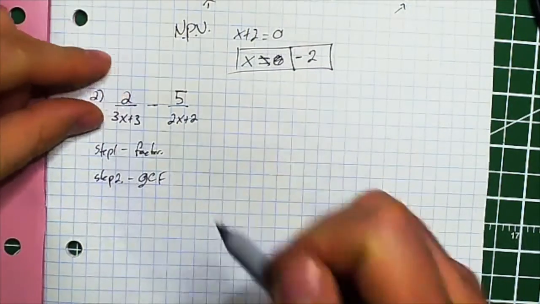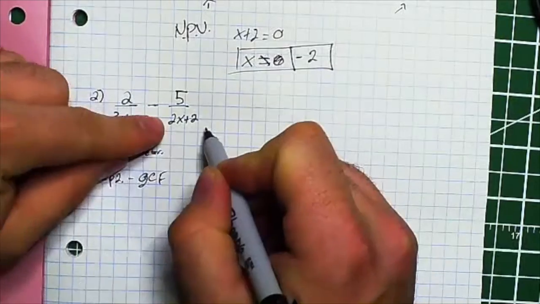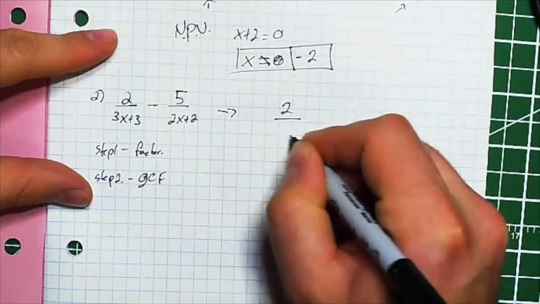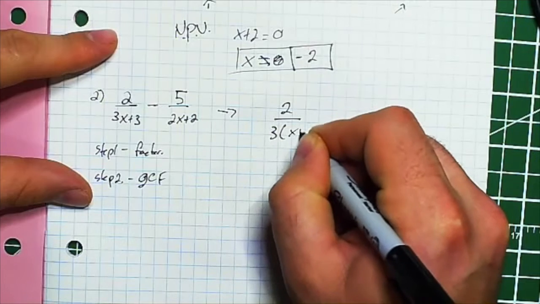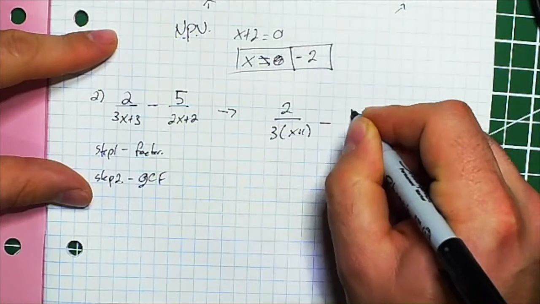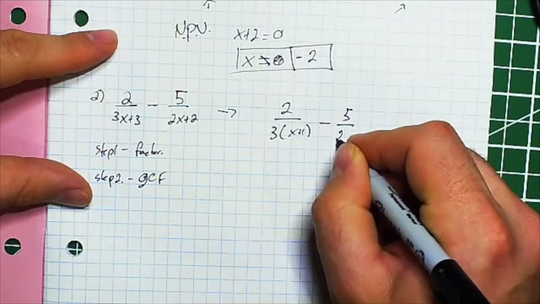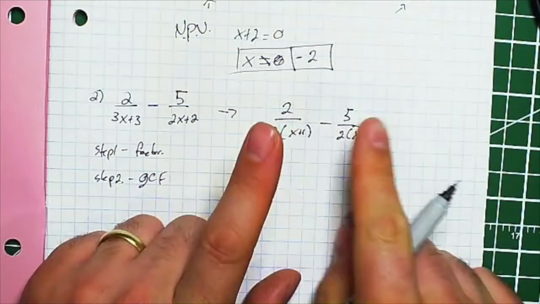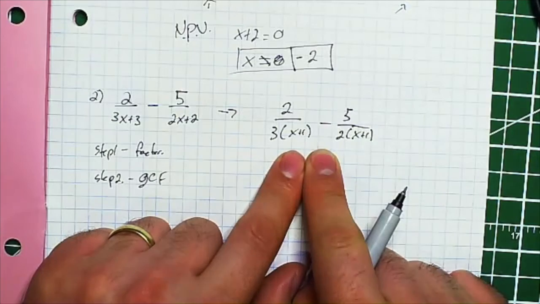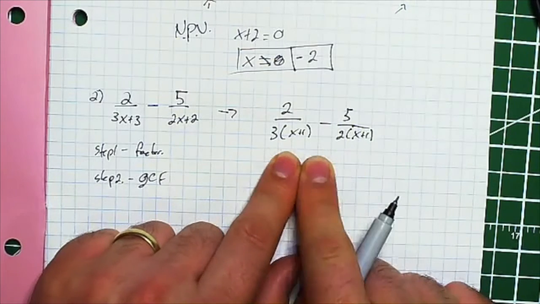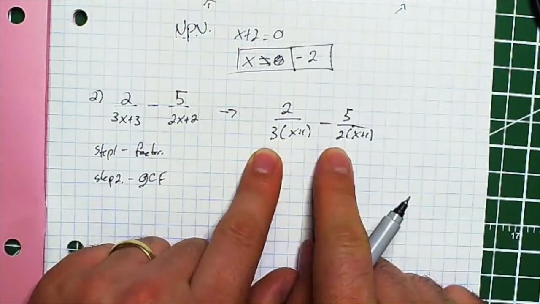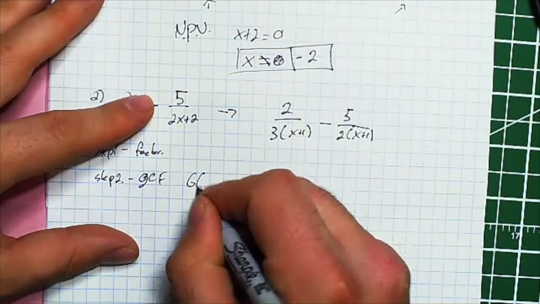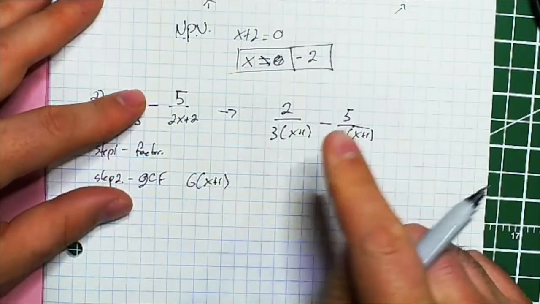So, 3x plus 3 and 2x plus 2, we can pull out a 3 out of the first and a 2 out of the second. So this is going to turn into 2 over 3 times x plus 1 minus 5 over 2 times x plus 1. We have to find our greatest common denominator between these two. And really it's boiling down to our 3 and 2, so we know that our greatest common denominator would be 6 times x plus 1.